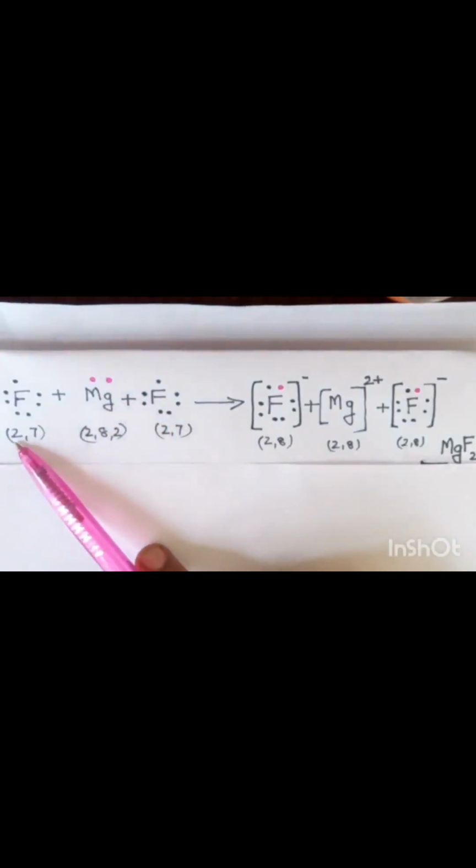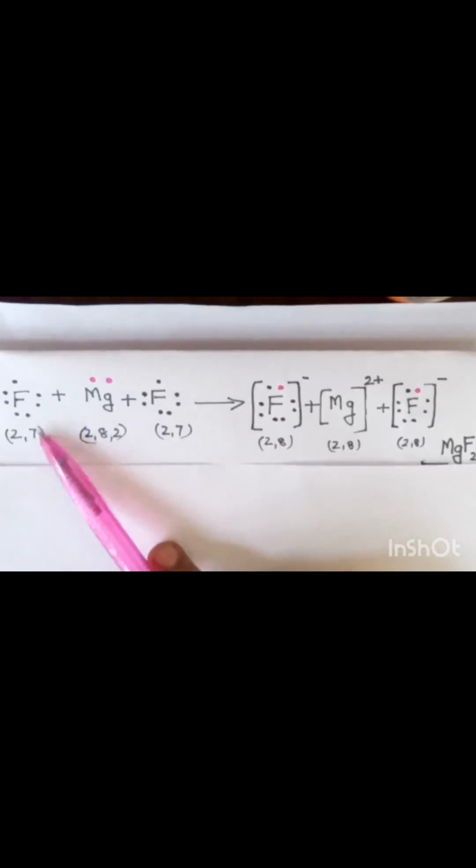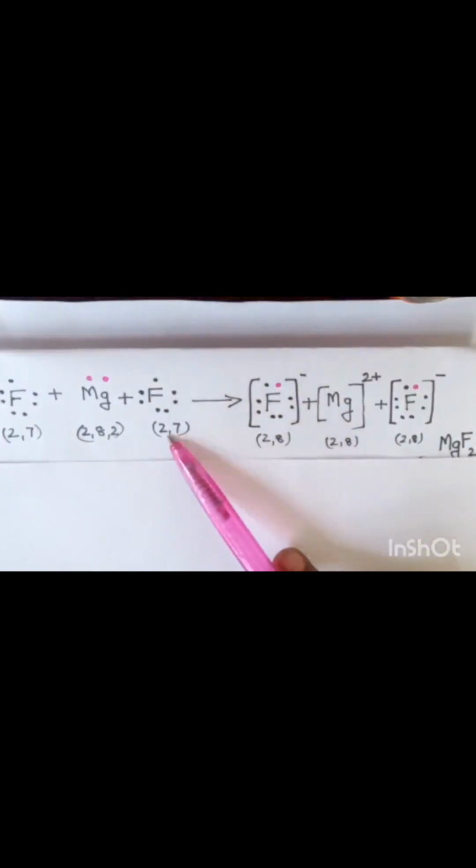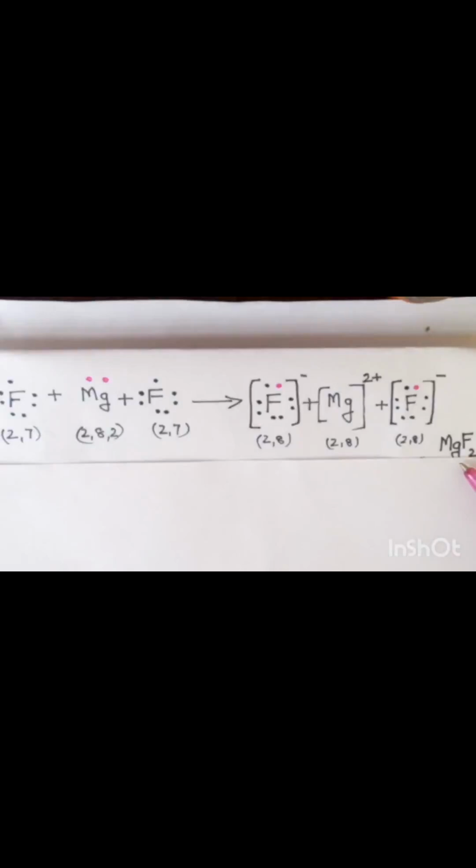The next example is magnesium fluoride. Magnesium has 2 electrons in its outermost shell, so 2 electrons are represented here. And fluorine has 7 electrons in its outermost shell, so the 7 electrons are represented here. Here is 1 more fluorine, which also has 7 electrons in its outermost shell. By combining we will get magnesium fluoride, MgF2.